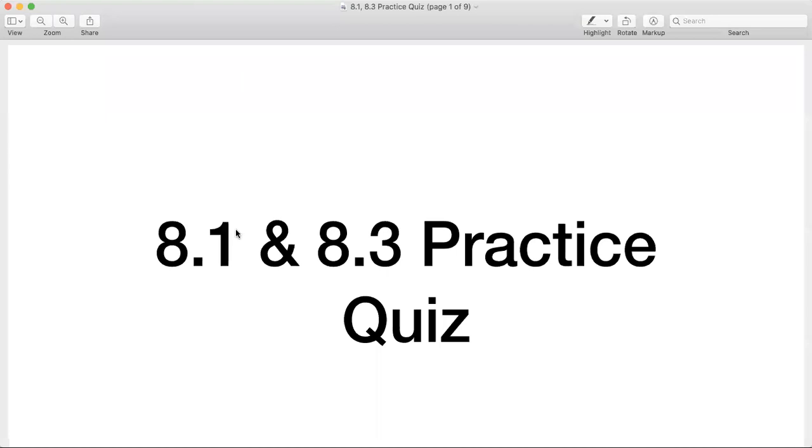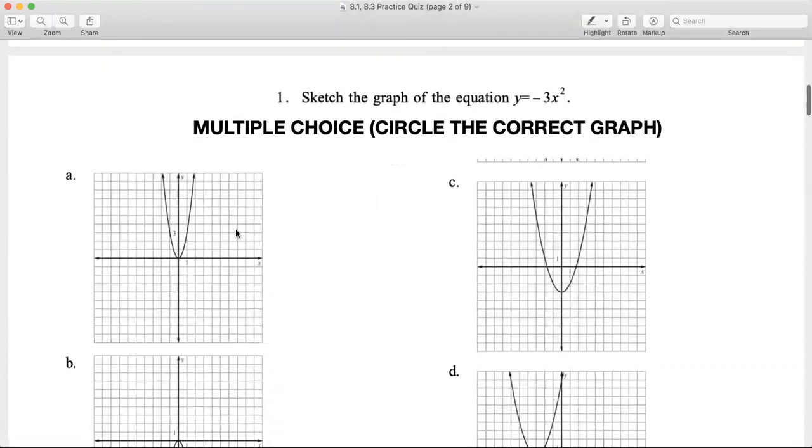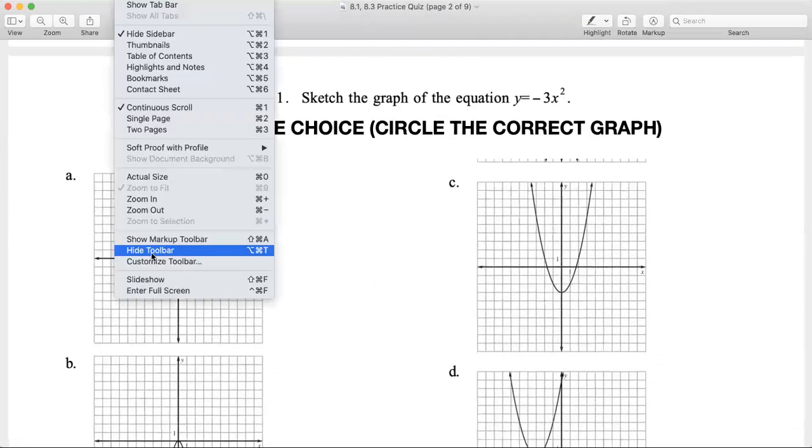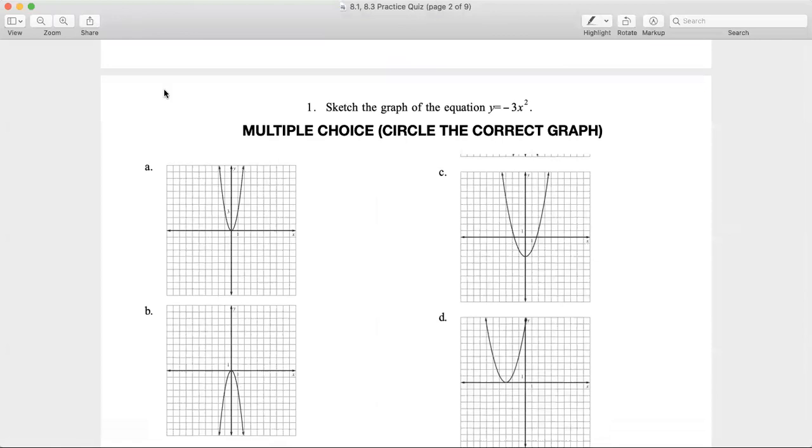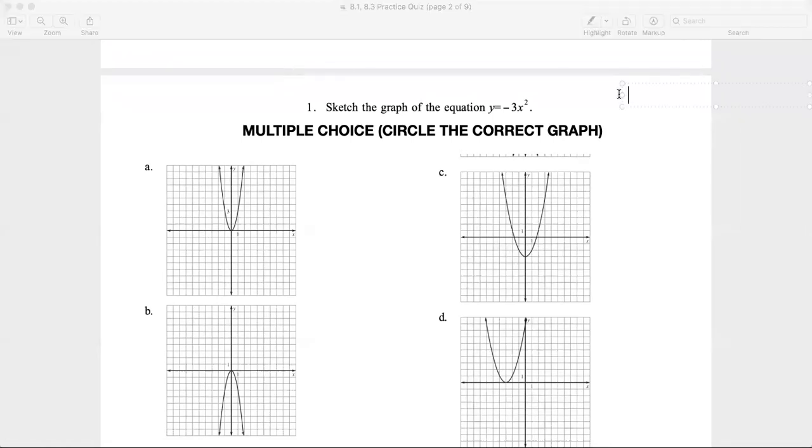So let's scroll down to the first one. This is multiple choice here. You're not going to have multiple choice on your quiz at the end of the week, but we can still make this one work. So this one says sketch the graph of the equation y equals negative 3x squared. So the first thing I want to remind you of is the parent function, which is y equals x squared, okay?